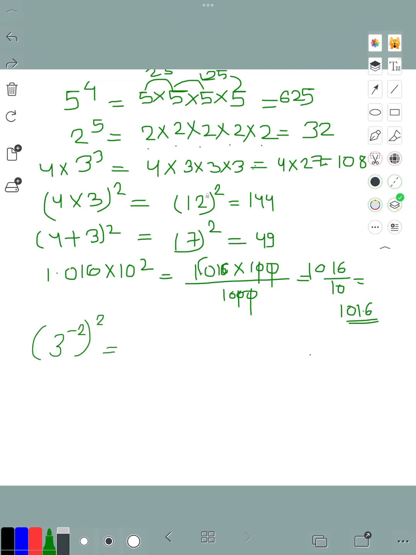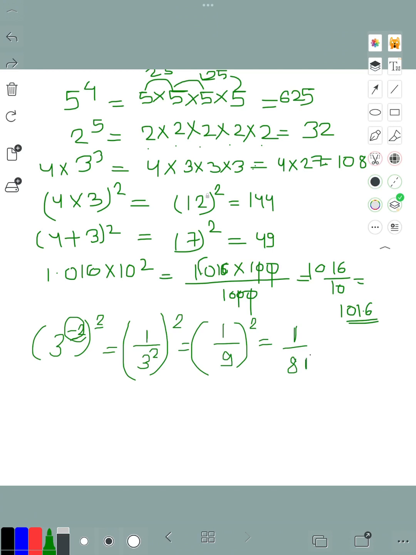Moving further, 3 to the power -2 whole square. So first we'll remove the negative sign, right. For removing the negative sign, we have seen before that we will put the number as a fraction. So 1 upon 3 square and the whole square. So for removing the negative sign, we will put it in a fraction form, 1 by 3 square and then the whole square of the fraction. So we get 1 by 9 whole square, and by whole squaring it we get 1 upon 81. So this is our final answer.